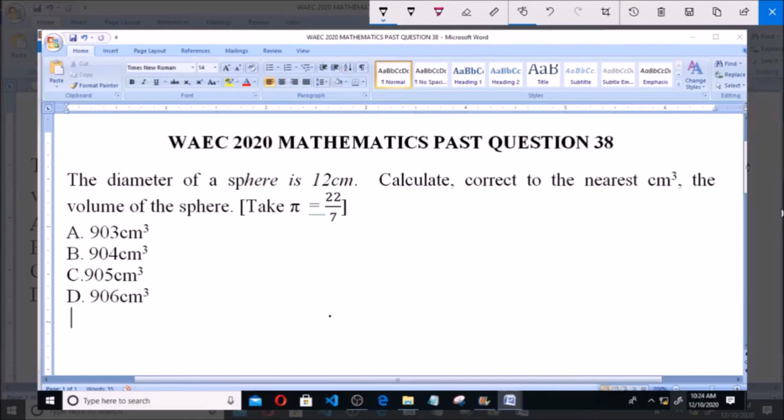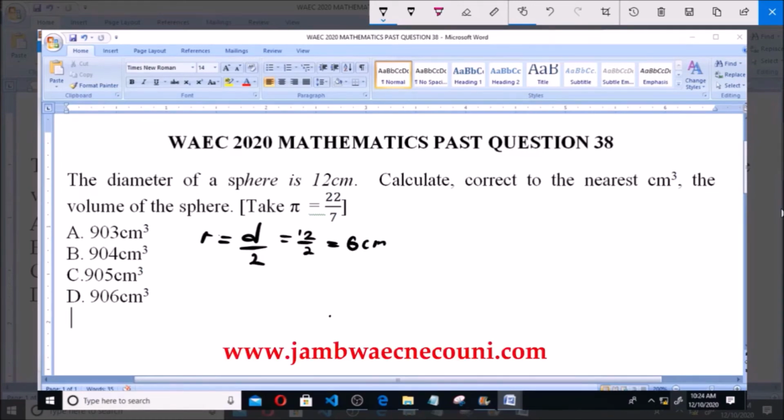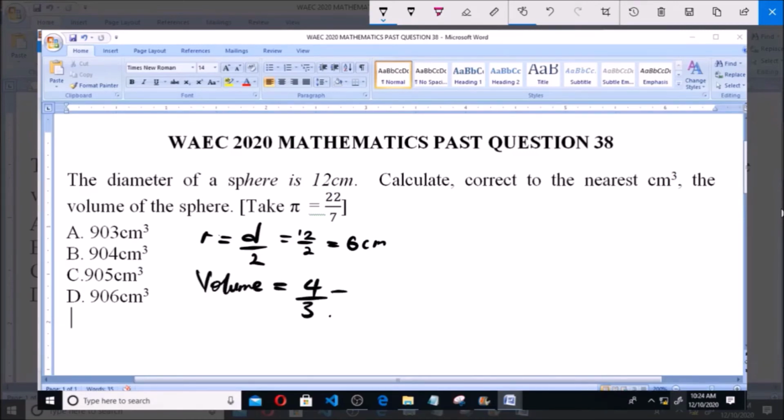Now we've been given the diameter of the sphere as 12 cm, and we know that r is equal to d over 2, that's the diameter over 2, so that is 12 over 2, which is equal to 6 cm. Now the volume of a sphere is given as 4 over 3 pi r cubed. So therefore the volume will be equal to 4 over 3 multiplied by 22 over 7 then multiplied by 6 cubed.